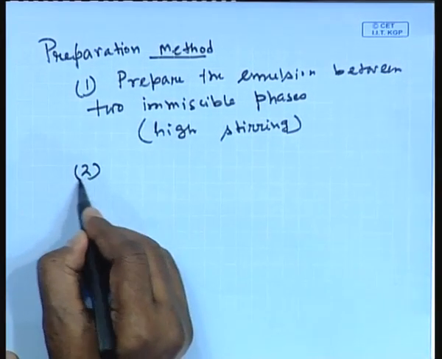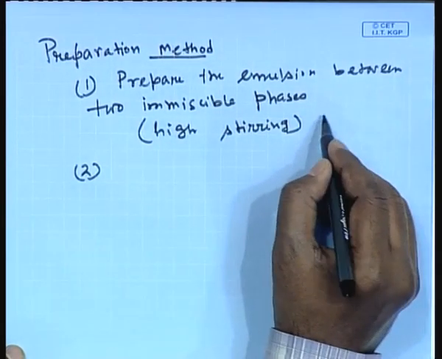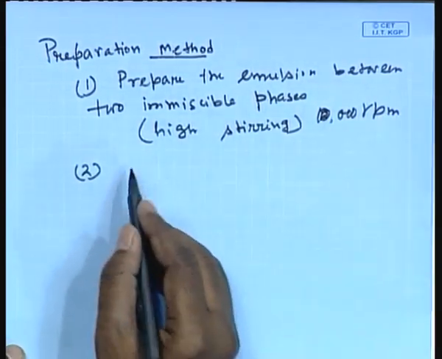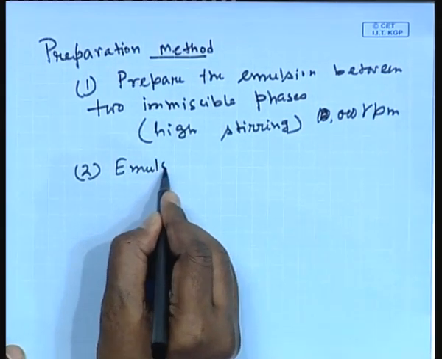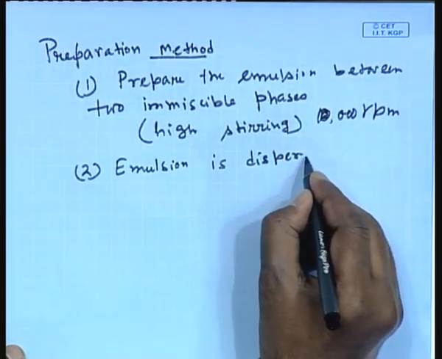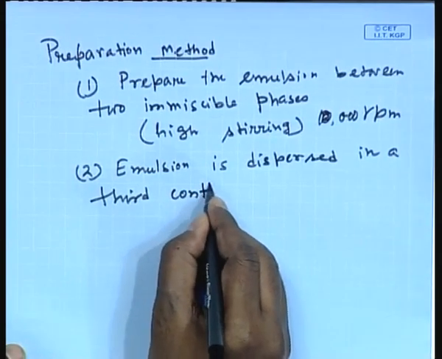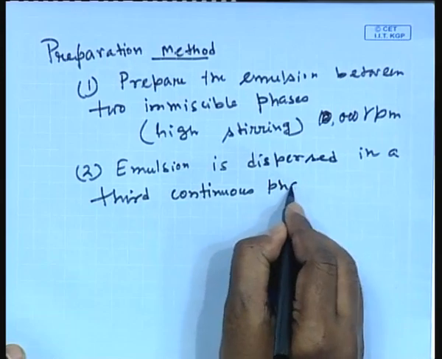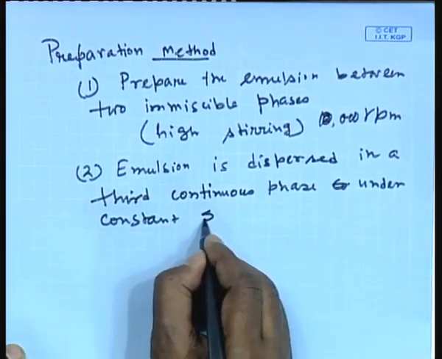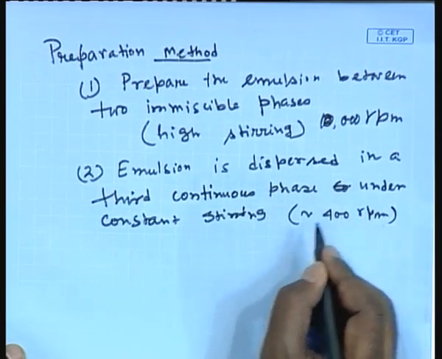Then once the emulsion is produced, the emulsion phase is dispersed in a third continuous phase under constant stirring. The stirring in the emulsification will be in the order of around 10,000 RPM. And second, when the emulsion is produced, the emulsion is dispersed. That means you place it in a continuous phase, another aqueous phase, a third continuous phase, under constant stirring. In this case, the stirring speed will be much lower, in the order of, let us say, 300 to 400 RPM, in that order of magnitude.